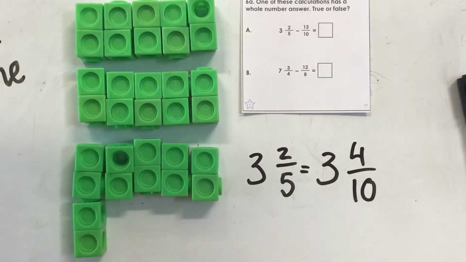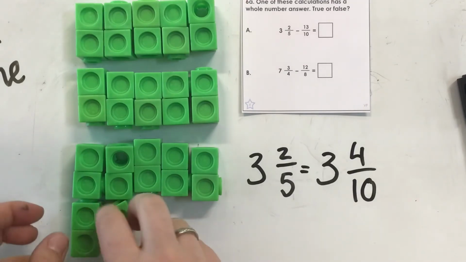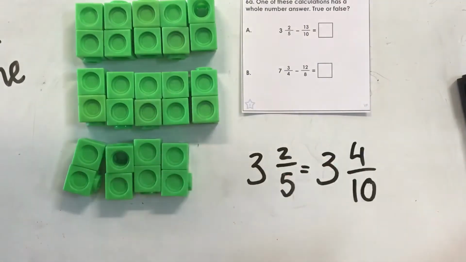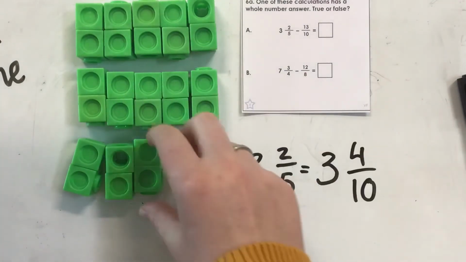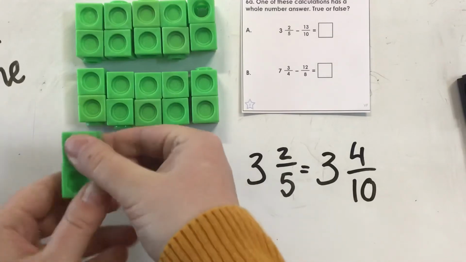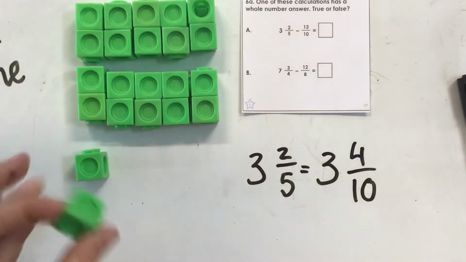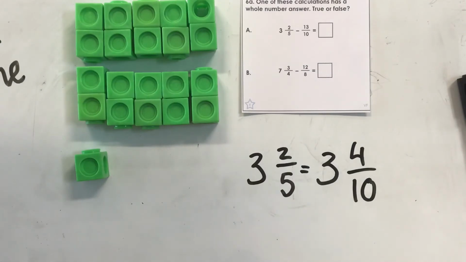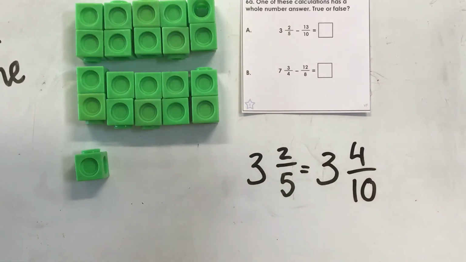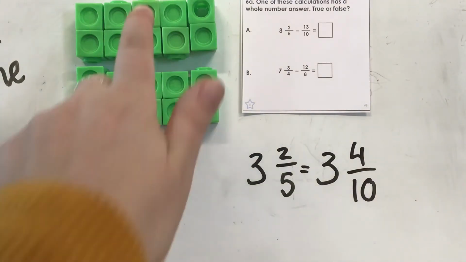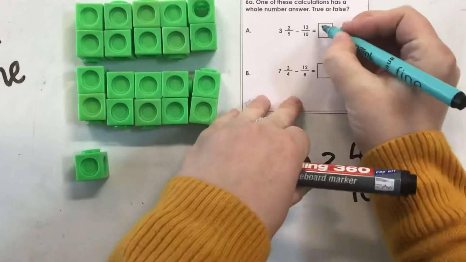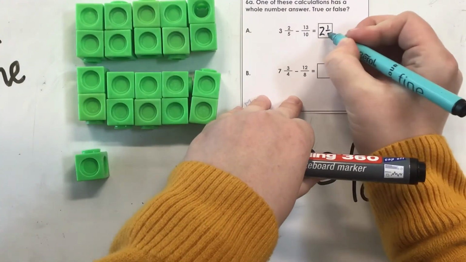So I've got 1, 2, 3, 4, 5, 6, 7, 8, 9, 10, 11, 12, 13. So I just need one of these. Take away 1 to get that's my 13 tenths taken away that you can see in our question here. What do I have left? What fraction do I have left? Or what mixed number do I have left? I've still got my 2 wholes and what fraction is this? 1/10. So this one is an answer of 2 1/10.